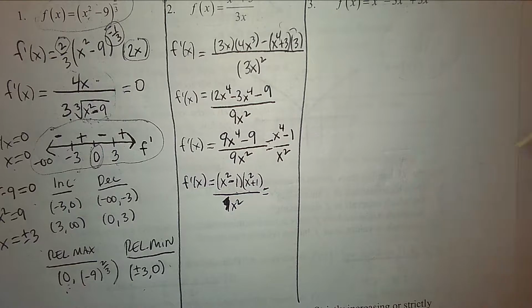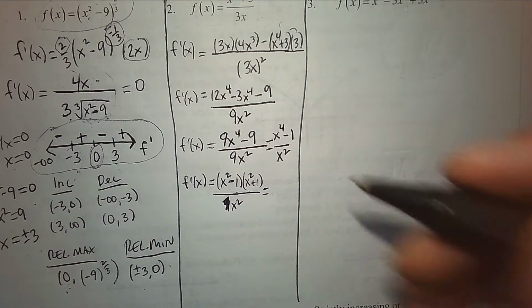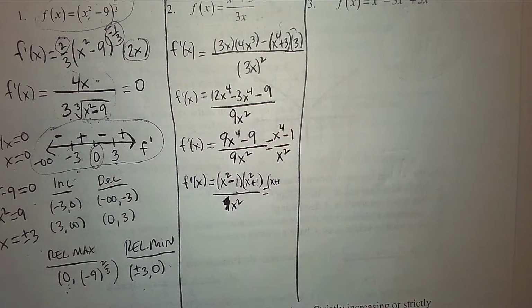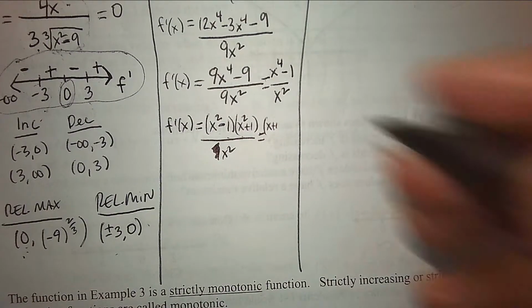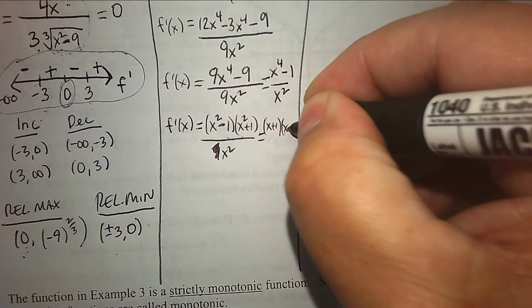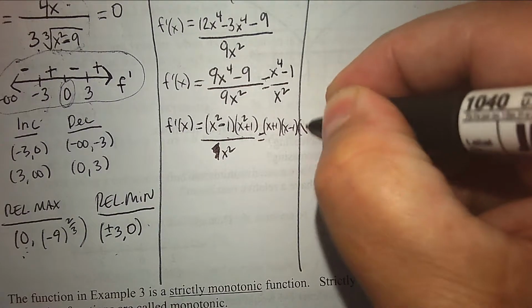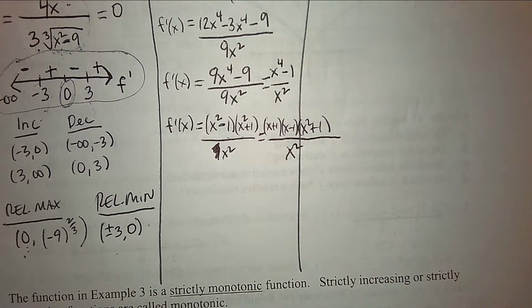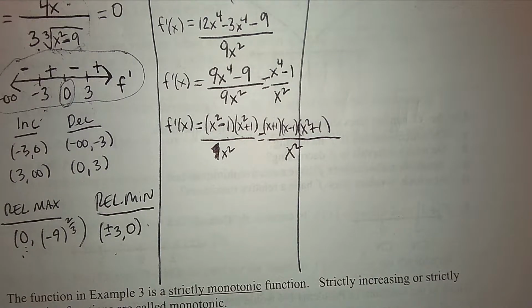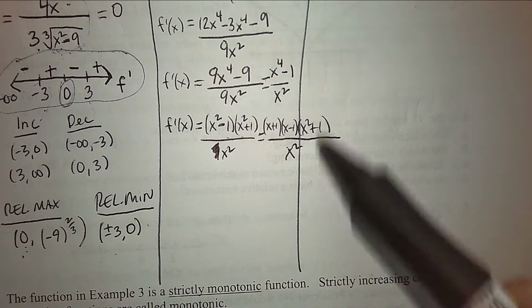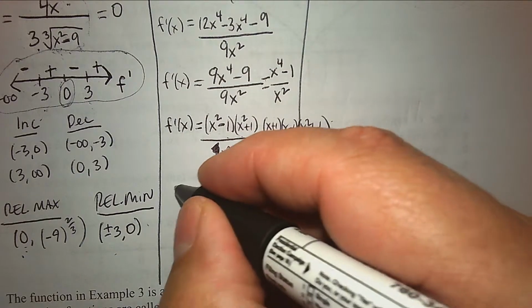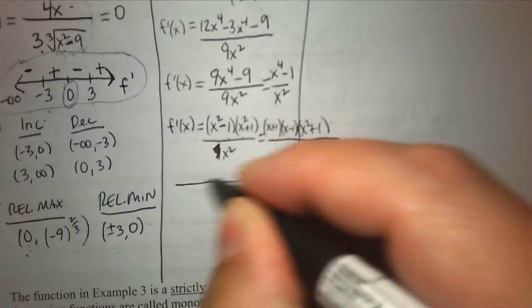So if I put this all together, I would have x plus 1, x minus 1, and if I continue here, it would be x squared plus 1, all over x squared. So all together, x plus 1, x minus 1, x squared plus 1, all over x squared. We did that work because now we don't need to solve equations. The answers we need are right there.